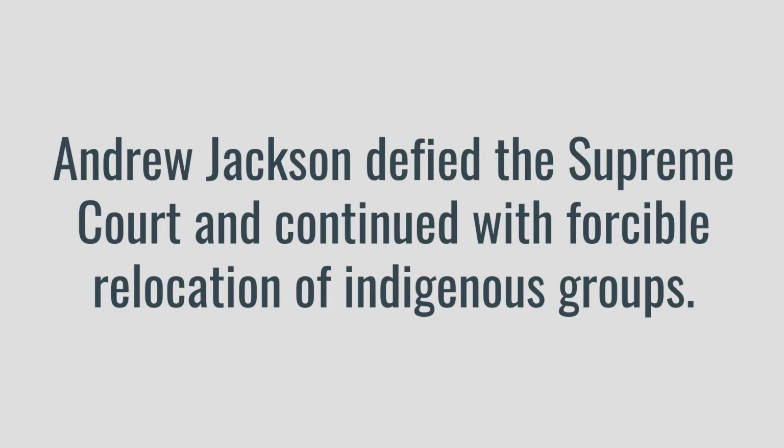However, President Andrew Jackson did not like this Supreme Court ruling and thus ignored the ruling that would allow the Cherokee to stay on their land. He continued with forcible relocation of Indigenous groups. So even though the Supreme Court basically says, hey, this isn't okay, the Cherokee and thus other Indigenous groups have rights to their land, President Jackson basically said, okay, I don't care, and continued with forcible relocation.